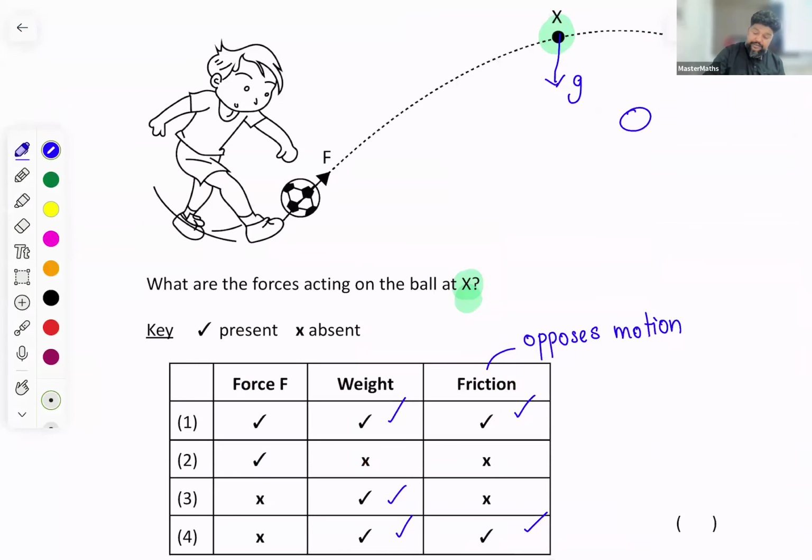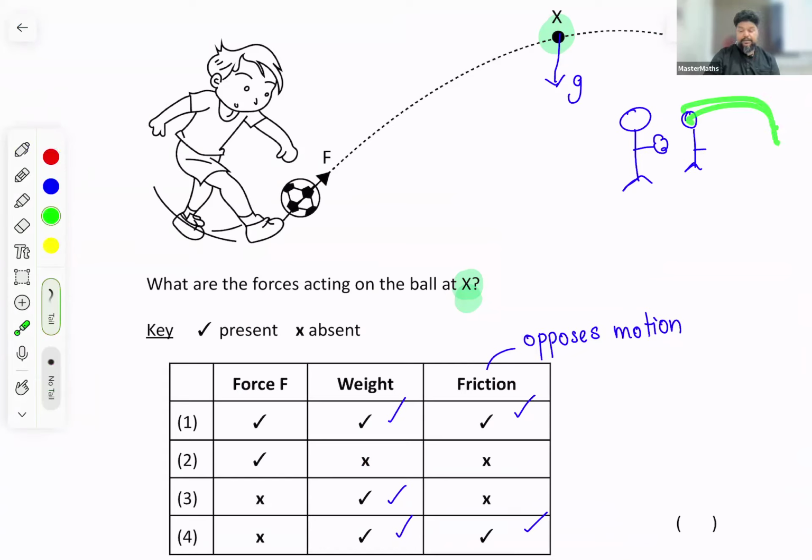Imagine you're standing here and you punch someone, and the other person is standing there. You don't even touch him. Do you think he will fly? Why? You never touch, right? In order for the push force to work, you must touch the person.